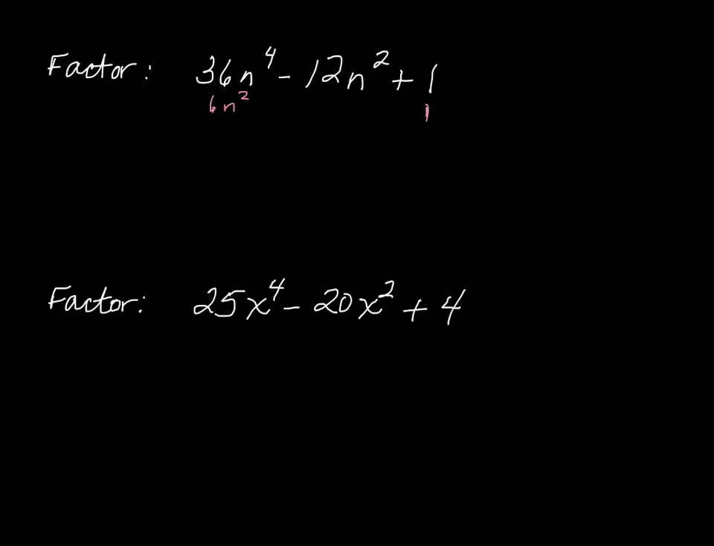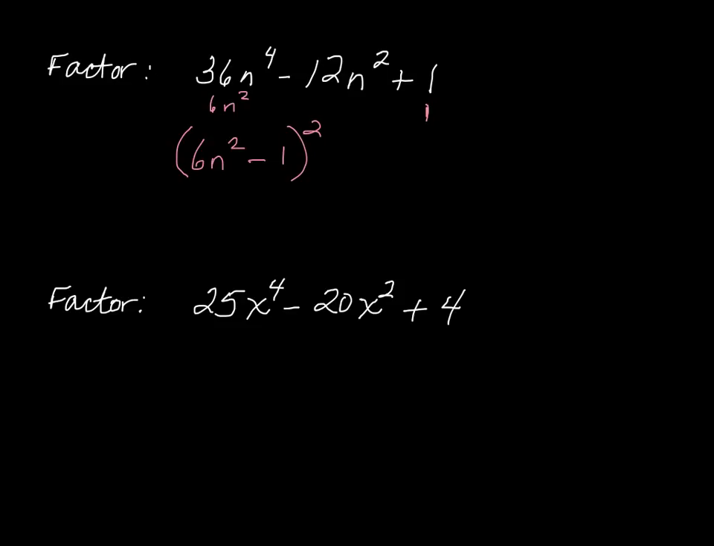Now, is the middle term 6n squared times 1 times 2? Remember, it's always times 2, which is 12n squared. Yes, it is. So guess what? We can take 6n squared minus 1 and square it, and that will be our factored form. Okay? Look at the next one. You can always go through the long way and do it if you want, but it will save time if you recognize it.